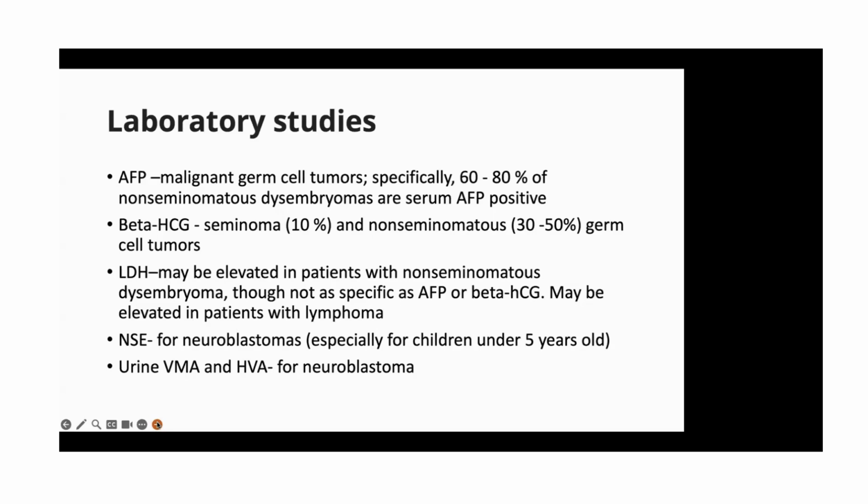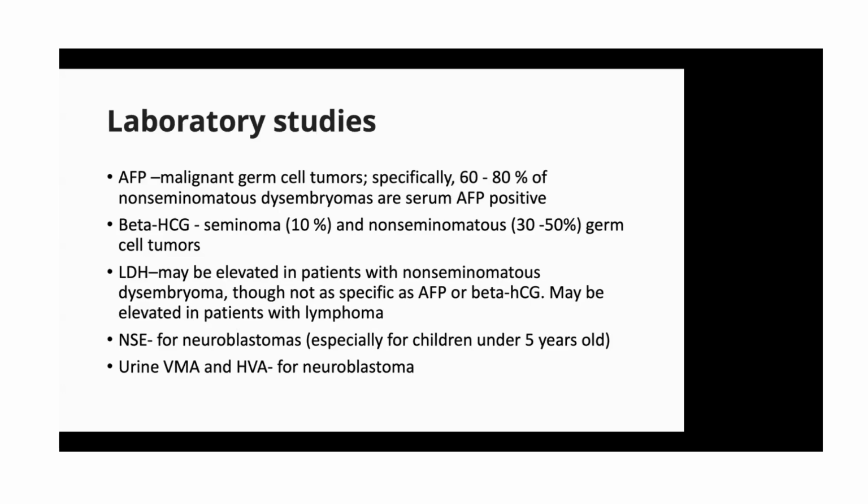You can check for AFP. This is especially important for germ cell tumors. For instance, if the patient is not stable and you have a very high AFP, you can stabilize the patient, start some chemo, and then obtain the biopsy. So this is very specific and sensitive.